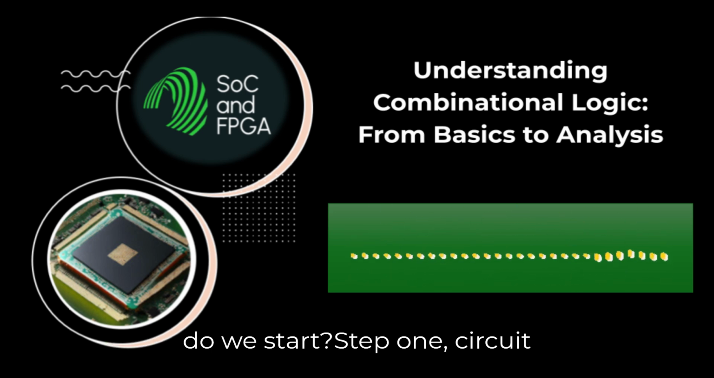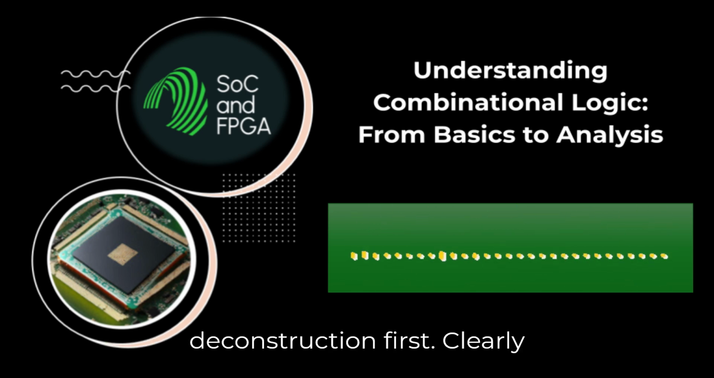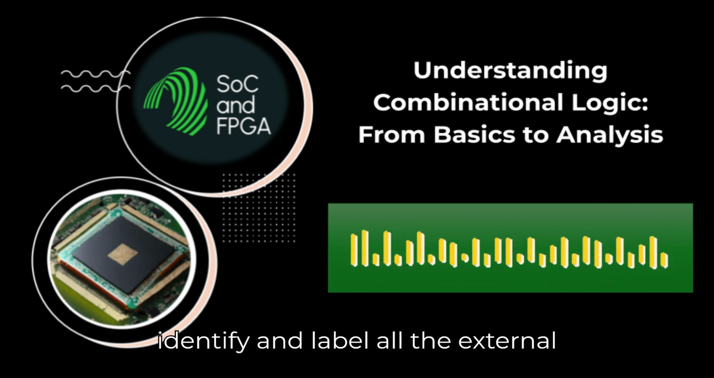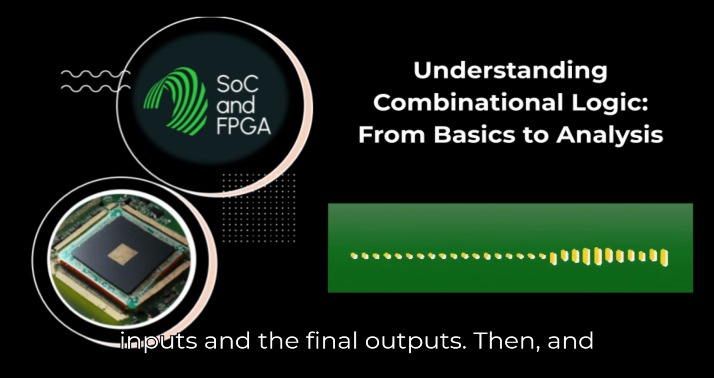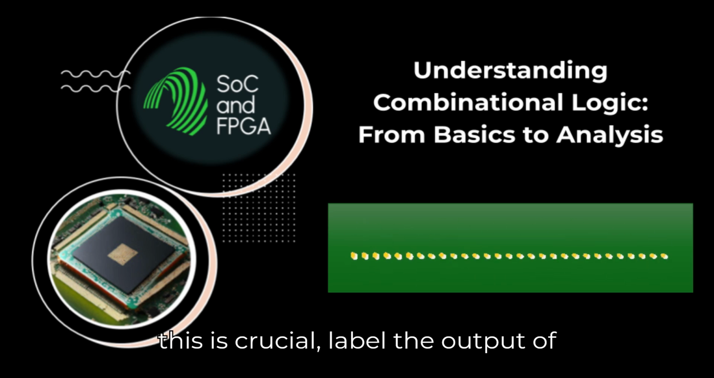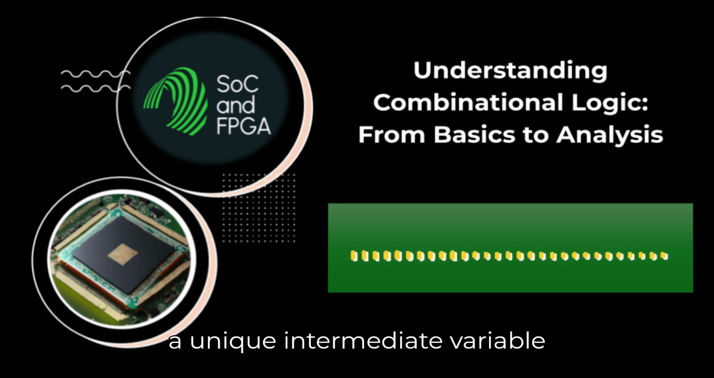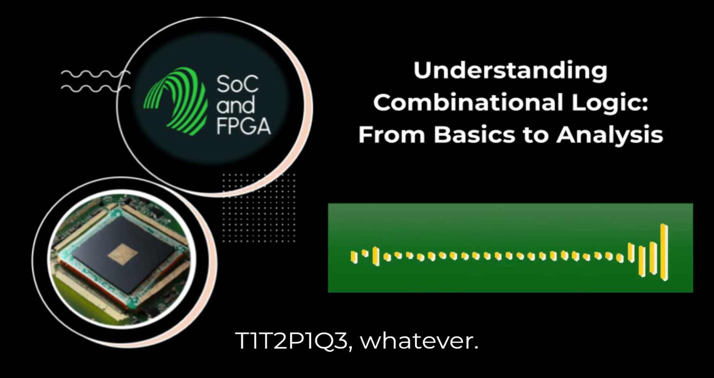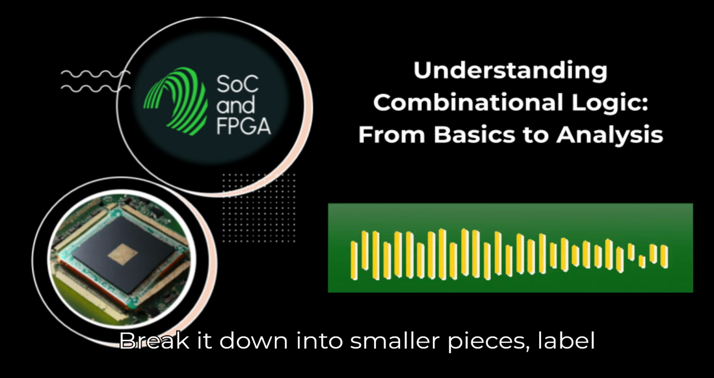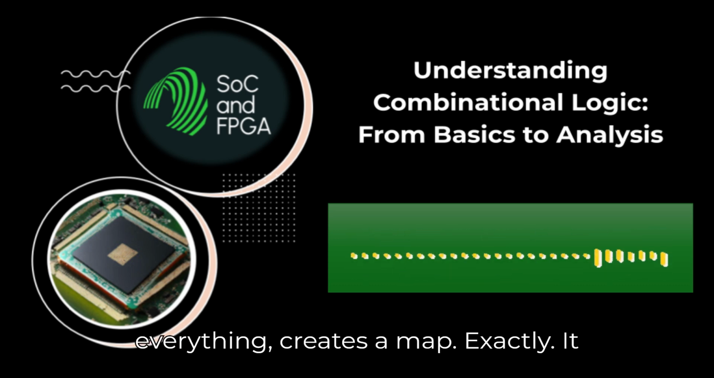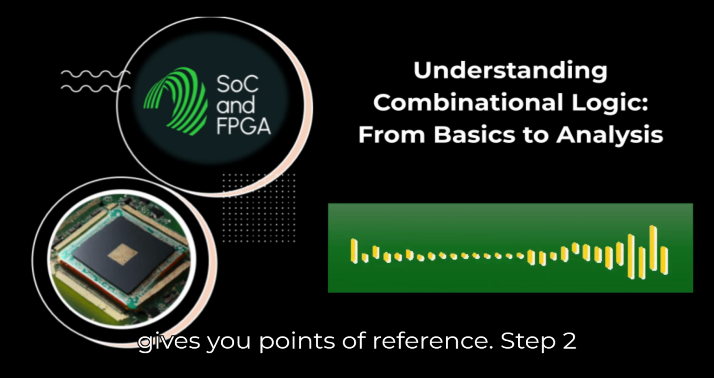Step 1, circuit deconstruction. First, clearly identify and label all the external inputs and the final outputs. Then, and this is crucial, label the output of every single gate inside the circuit with a unique intermediate variable: T1, T2, P1, Q3, whatever. Break it down into smaller pieces, label everything, creates a map. Exactly, it gives you points of reference.